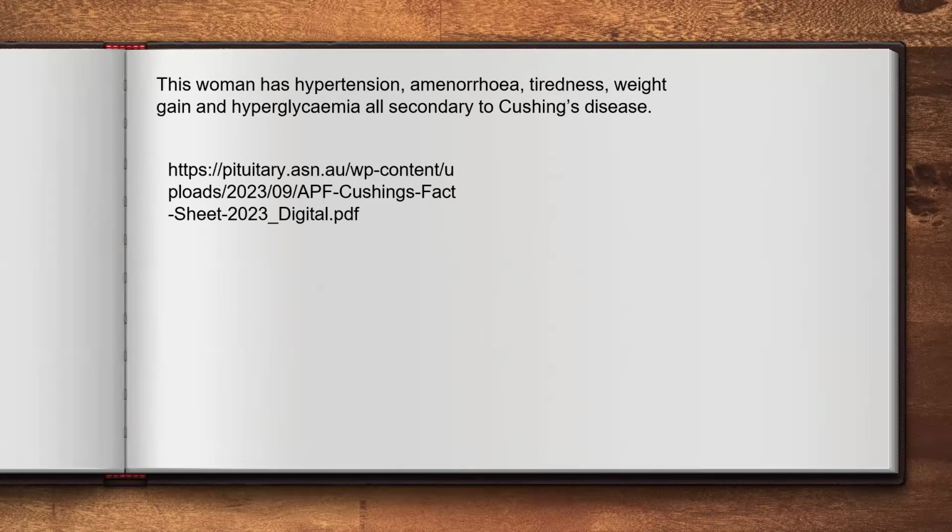So this woman has high blood pressure, amenorrhea, tiredness, weight gain, and hyperglycemia, all secondary to Cushing disease. Hypothyroidism, most of the time, does not cause any problems with the blood sugar levels, but hypothyroidism does cause blood pressure problems, periods problem, tiredness. Yes, you will get reference rate in an exam, but hypothyroidism, most of the time, they have menorrhagia symptoms instead of amenorrhea.